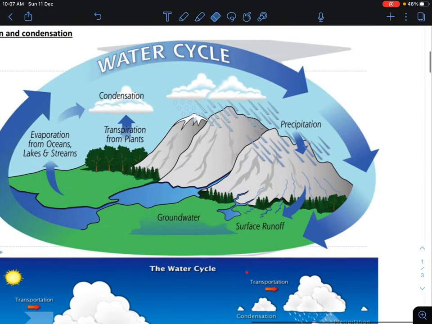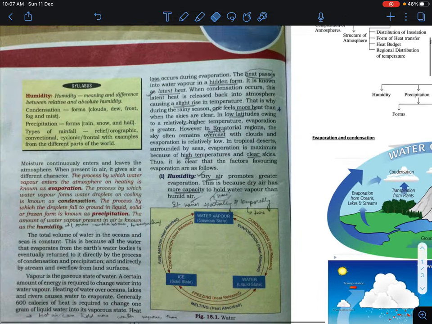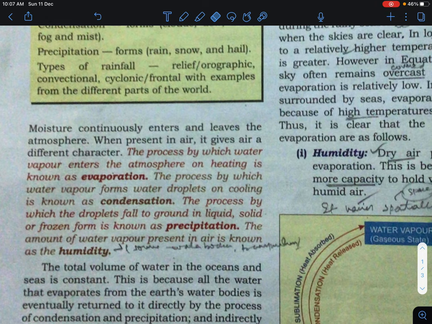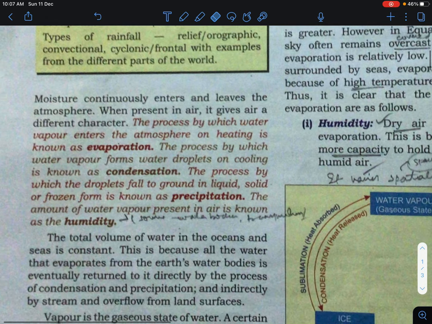Now, look, this is a diagram of the water cycle. The water on the ground and in the sea gets evaporated, then forms condensation, and after that the condensation gets precipitated and rainfall occurs. So from here we can conclude that moisture continuously enters and leaves the atmosphere, and when present in the air, it gives different characters.